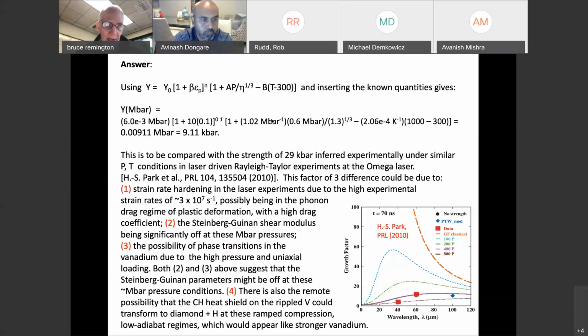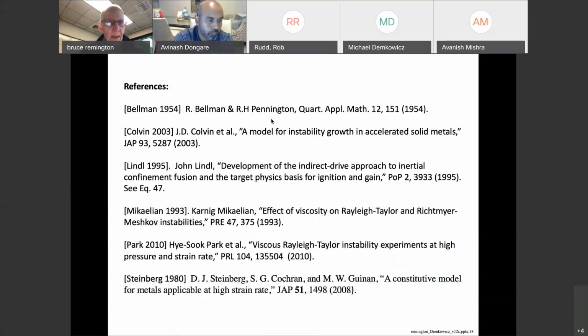So that's an issue we actually are working on, to try and decide whether that could really be going on or not in our theory and simulations and experiments. And then here are the references that I've been referring to.